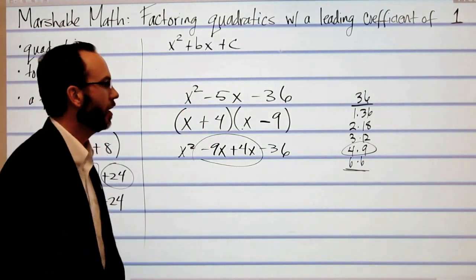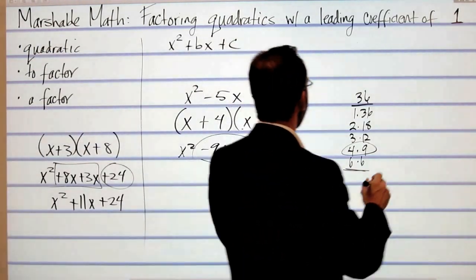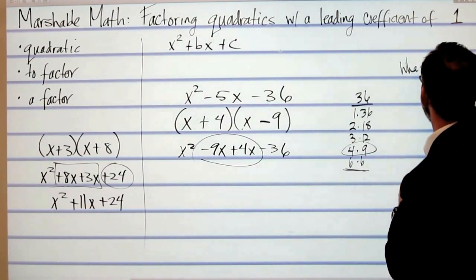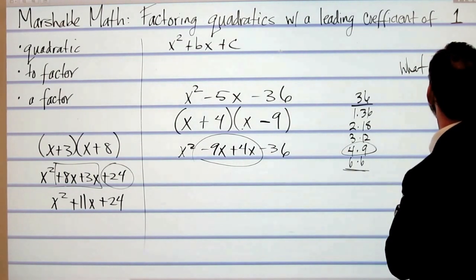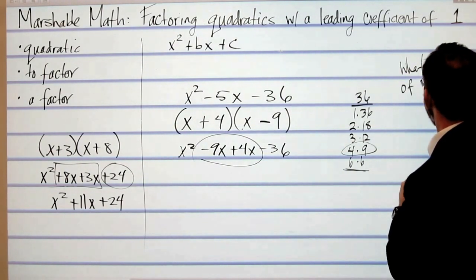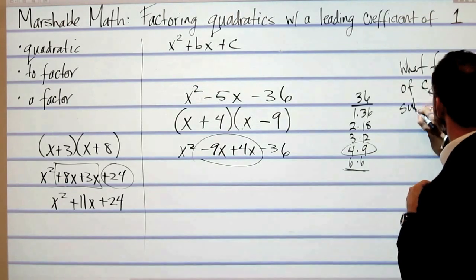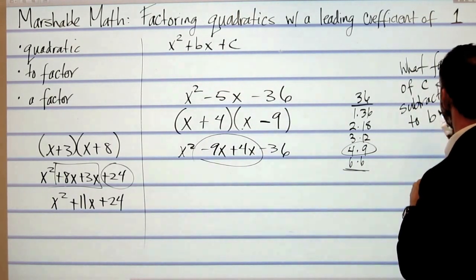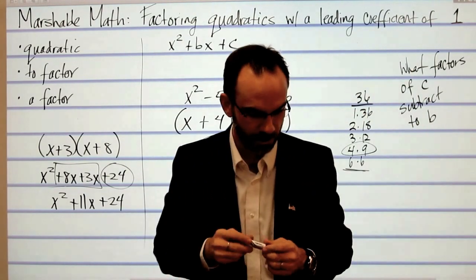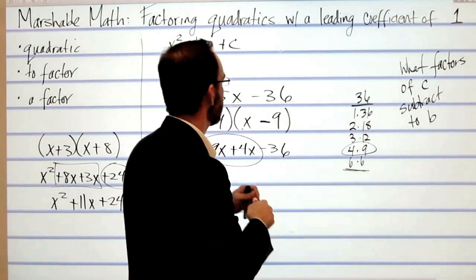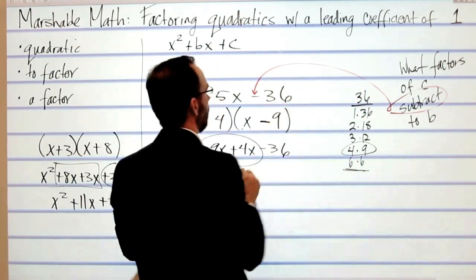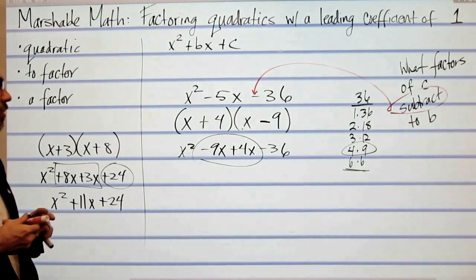You bet it does. So the principle here is this, that if the C is negative, we're looking for what factors of C subtract to B. How do I know that it's subtraction? You have to look at the sign that's on your C term here. Okay, subtraction, that one right there. Okay, got it?